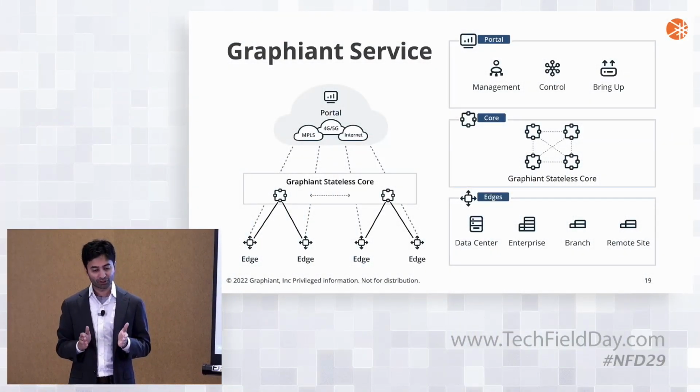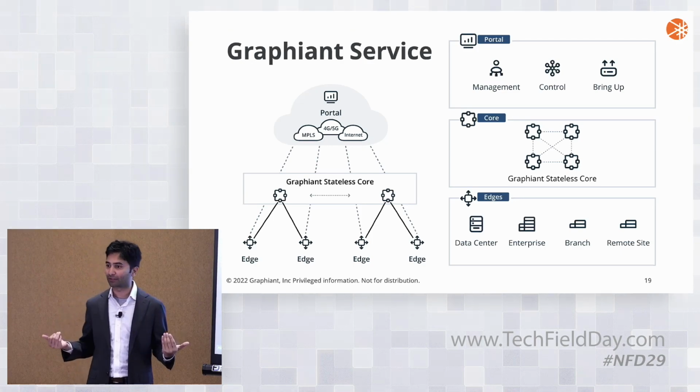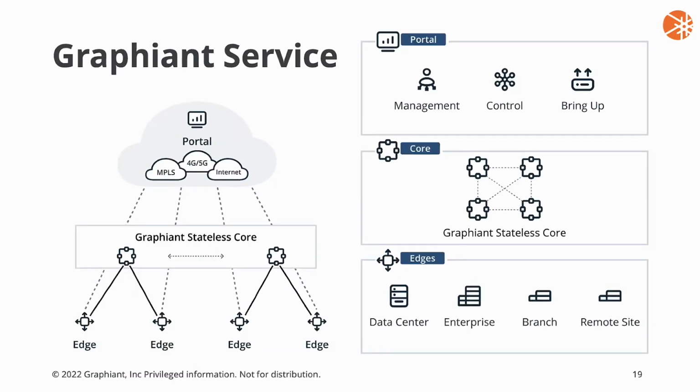So this is a fairly generic diagram, but it gives you the first lay of the land of how this is going to work. The edge that gets deployed at the customer premise is going to establish a control relationship to a cloud delivered portal through which you get the management, the config, the APIs, and the interactability to the endpoint that you want. But the actual data plane is going to be delivered through what is this stateless core.